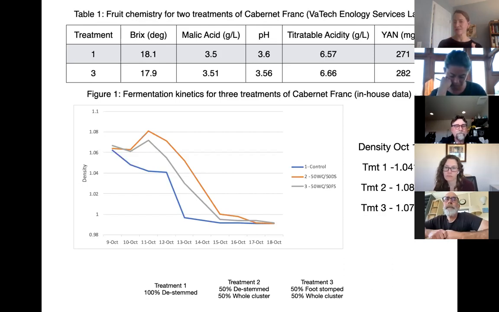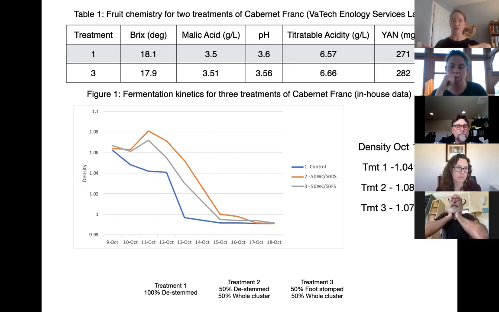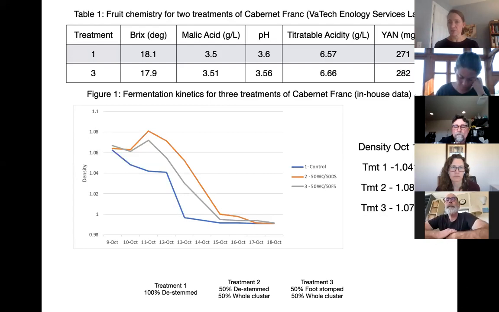And the one thing that I was thinking about is the amount of juice. When you're taking your fermentation kinetics, you're taking that from the juice on the bottom, not from what's happening in the berries. So when you have less juice on the bottom and you inoculate with the same amount of yeast, you actually have more yeast per juice in the foot stomped one than in the destemmed one, just because you have more juice in the destemmed one. That might be one of the reasons we see a little bit of shift in those fermentation kinetics. That's the one thing I've been able to think of.